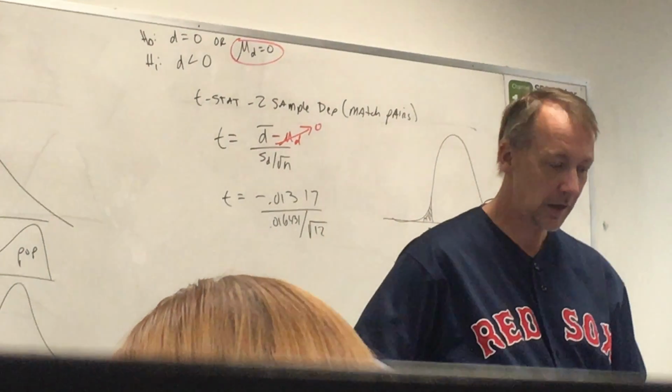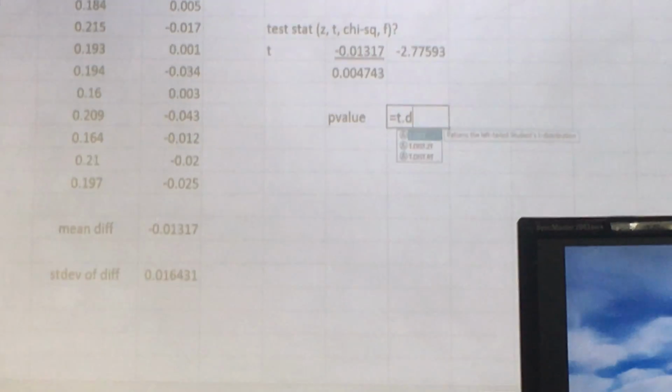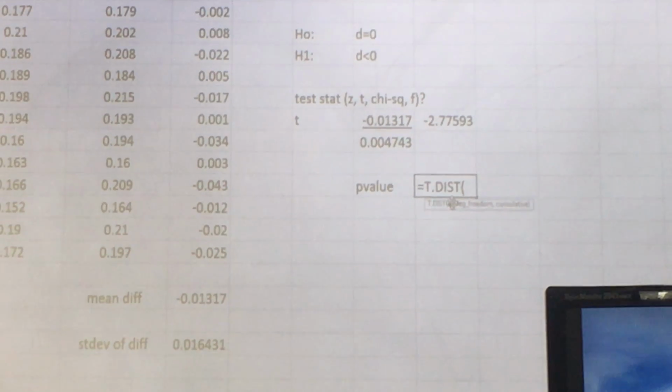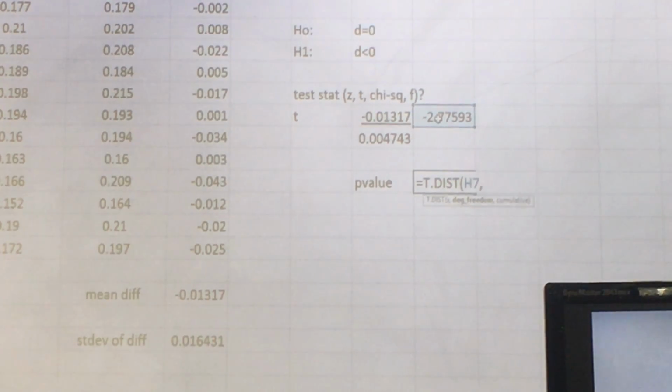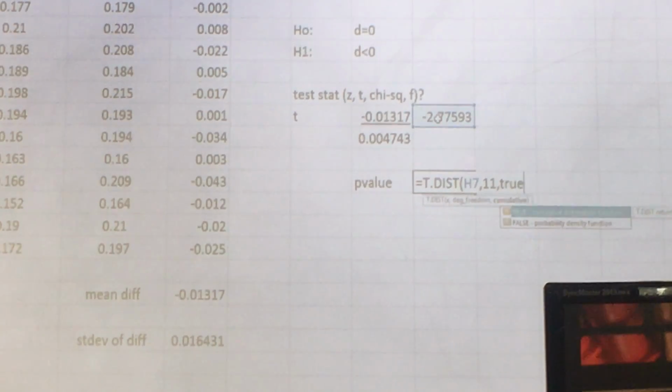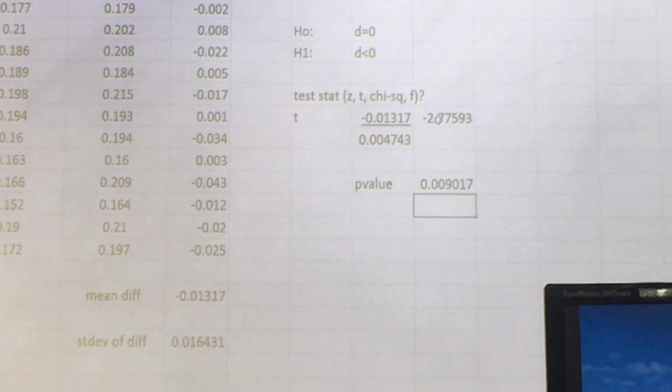Okay? Now, how would I do that with the computer? Equals this, which one? The first one. First one's going to be a left-tailed test, right? We're going to put in this, and degrees of freedom is 11. Do I want the cumulative? True, yes I do. Okay, so the true p-value is 0.009, which is very close to this end. Really not that far apart.